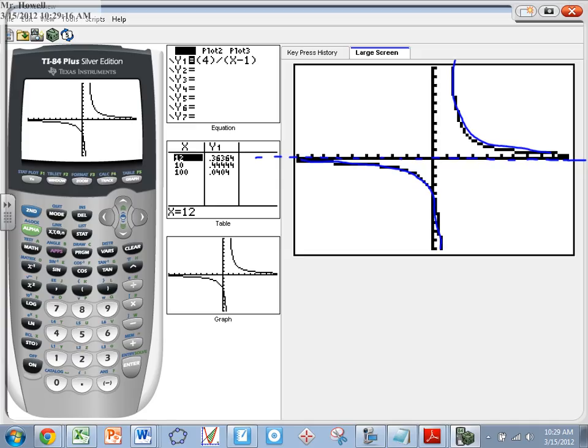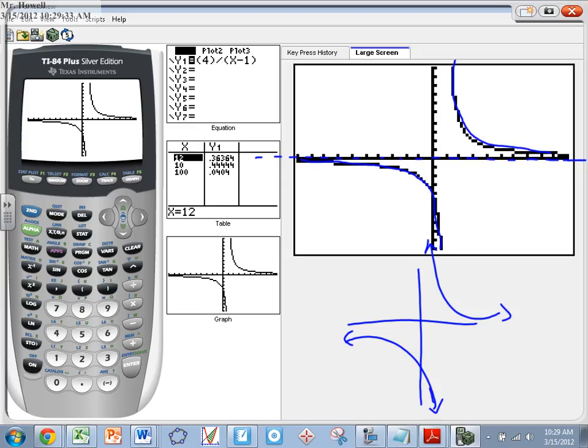So when you're doing your homework tonight, when you're doing your homework this weekend, when you do these problems, you get an answer. Don't just get an answer. Please draw on your paper what it looks like on your graph so that you can verify that your answer makes sense.